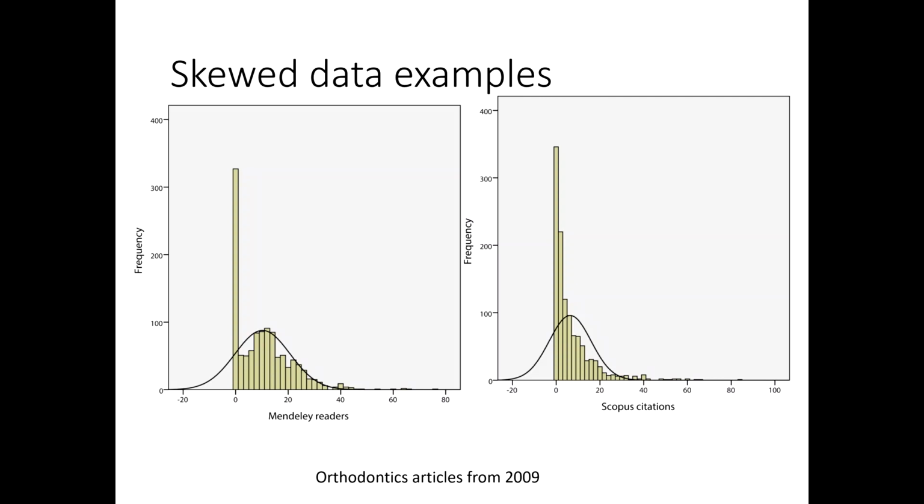And here's an example of highly skewed data. These are the Mendeley readers and the Scopus citations of a set of orthodontics articles from 2009. And you can see very high numbers of articles with no readers or no citations, and small numbers of articles with over 60 readers or over 60 citations. So this is what it means to be highly skewed data. Lots of very low numbers and small numbers of very high numbers.